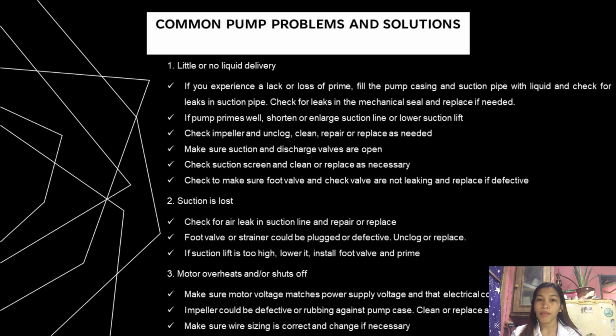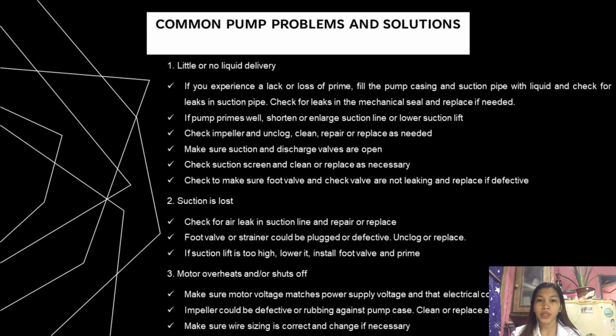Here are the common pump problems and solutions. First is little or no liquid delivery. So the solution to this is, if you experience a lack or loss of prime, fill the pump casing and suction pipe with liquid and check for leaks in the suction pipe. Check for leaks in the mechanical seal and replace if needed.